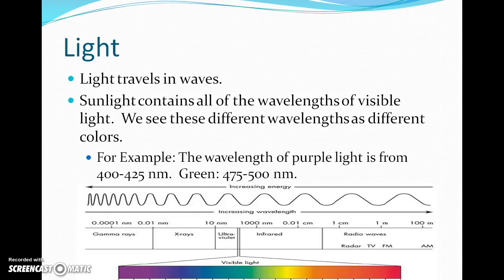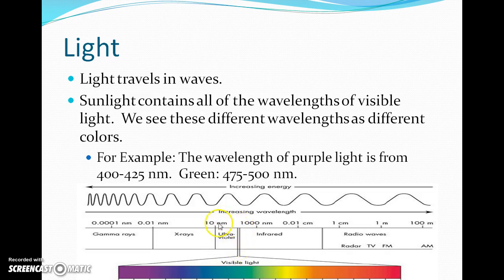Let's talk a little bit about light, which travels in waves. Down here we have the electromagnetic spectrum. The visible light that you see that is reflecting off of everything that you can lay your eyes on, even this computer screen, is contained right here in the ultraviolet spectrum. This is the only part of the spectrum that you can see.